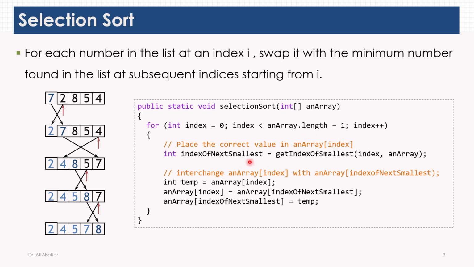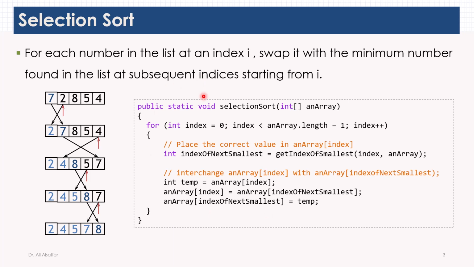In each iteration, we call a method that is responsible for finding the index of the smallest integer in the array starting from index, and index is the variable we are using in the loop. So in the beginning, if index is 0, then this method will find the index of the smallest element in the array starting from index 0. You provide the current index and the array, and this method will give you the minimum element in this array starting from this index.